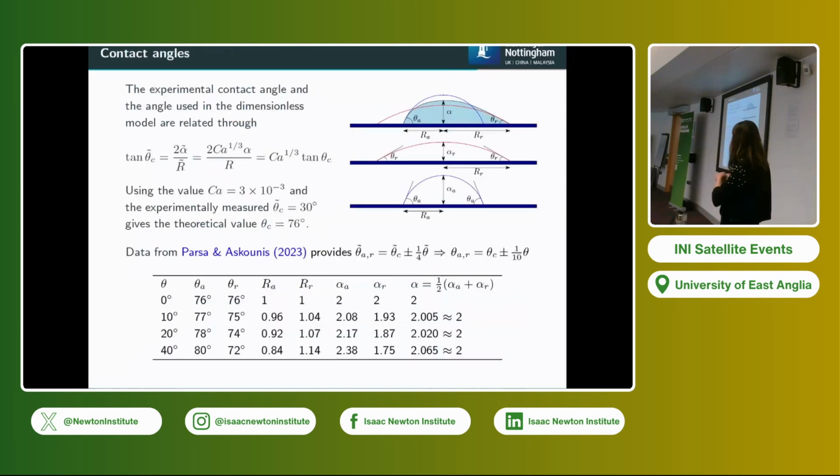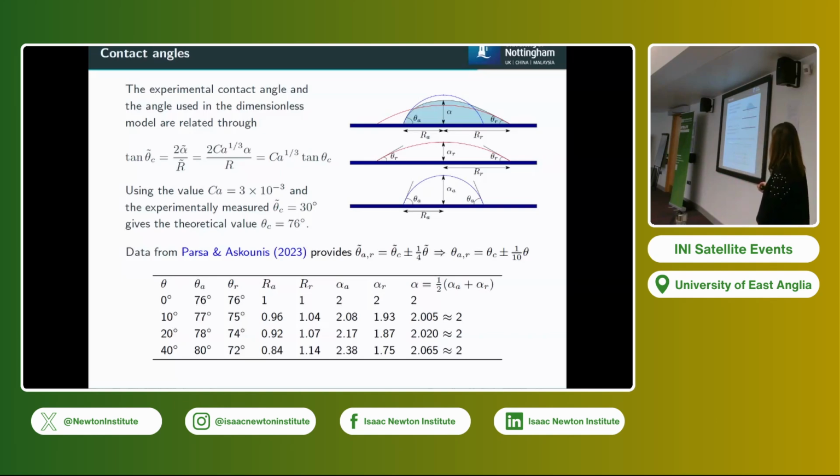Here we've used some experimental data for contact angles to find the theoretical contact angle we need to use in the model. The two are connected using this relationship, where the tilde angles are the experimental ones, and here we have the capillary number, and the non-tilde theta c is the theoretical contact angle. So we can fix the capillary number, and experimentally the contact angle was measured at about 30 degrees. This gives rise to a theoretical value of 76 degrees. This would correspond to a droplet on a flat substrate. So this would be the contact angle we need to use for the dimensionless theoretical model as the initial condition. The question is, what should be the contact angles for the advancing and the receding parts?